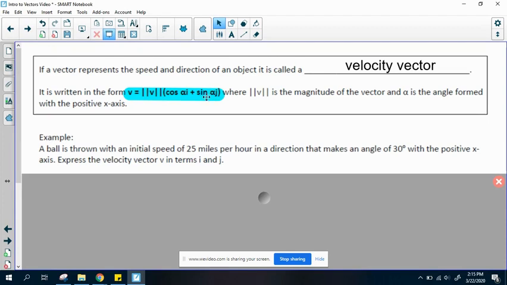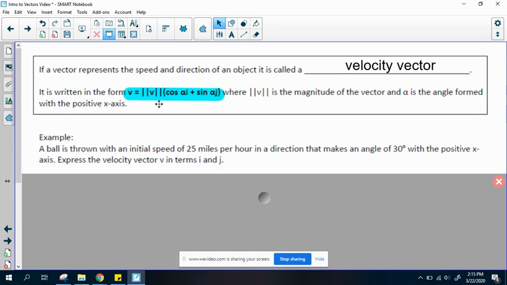Okay, this is a calculator chapter. It won't always be angles that we know, and so you can use your calculator, but we ask that you use the whole answer and store it in your calculator if it's not something that we know. Okay, so for example, a ball's initial speed is 25 miles per hour in a direction that makes an angle of 30 degrees with the positive x-axis. Express the velocity vector in terms of i and j.